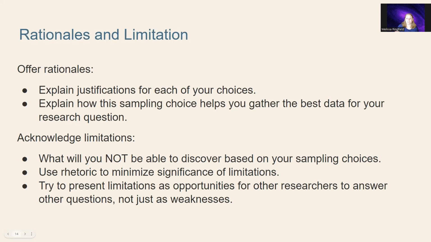You will need to explain your rationales and acknowledge your limitations. For rationales, you should explain justifications for each of your choices and how this sampling choice helps you gather the best data for your research question given time constraints. Acknowledge limitations. What will you not be able to discover based on your sampling choices? Use rhetoric to minimize significance of limitations and try to present limitations as opportunities for other researchers to answer other questions, not just as research weaknesses.